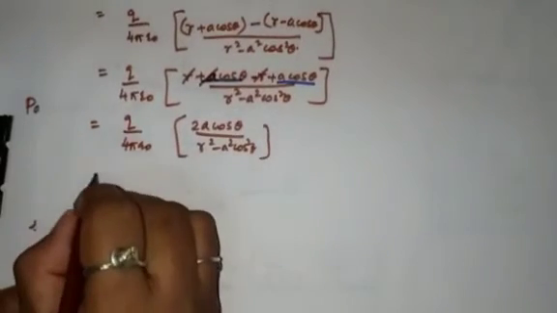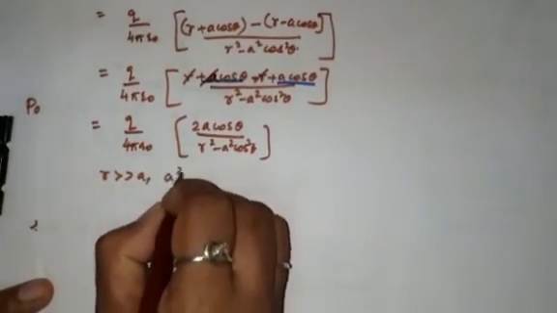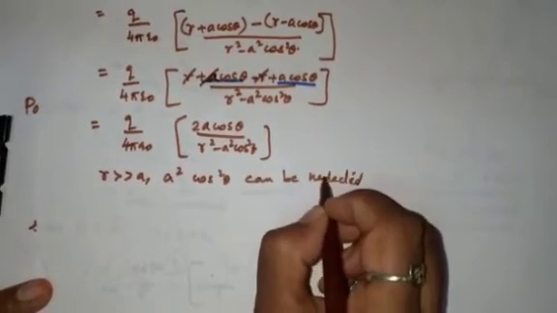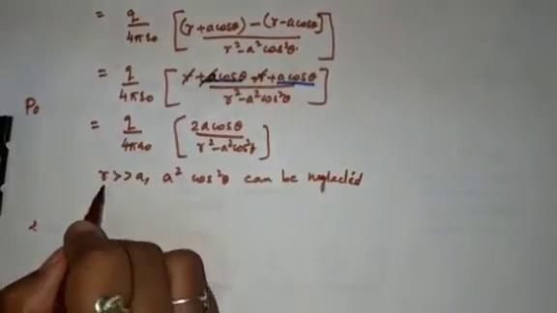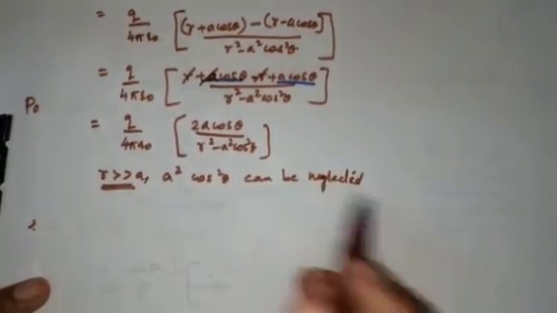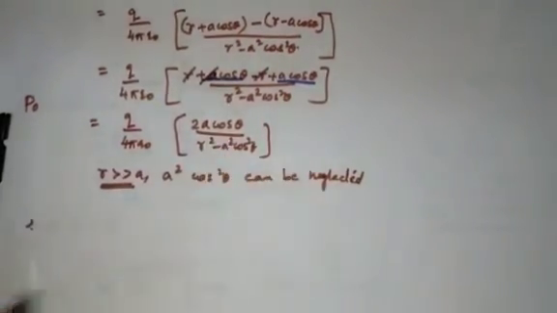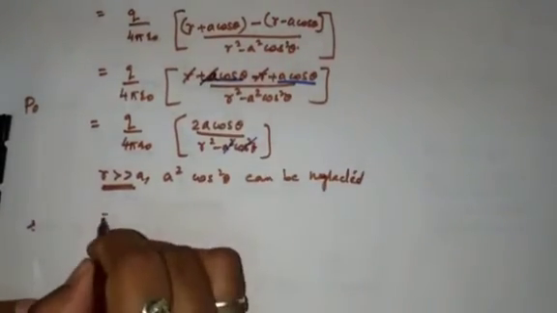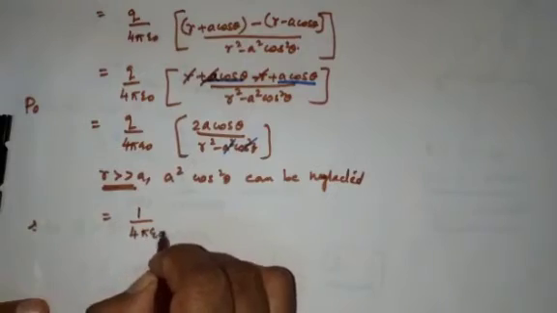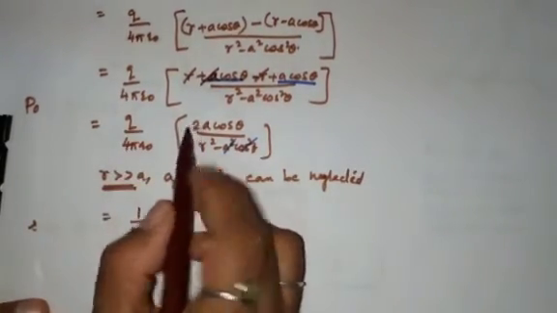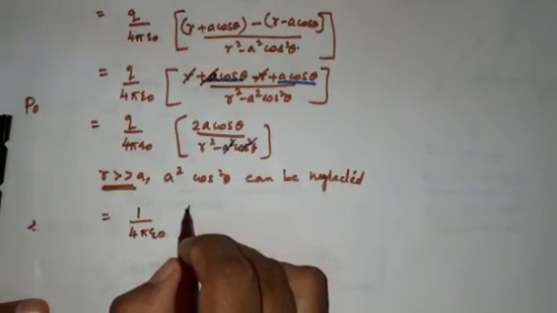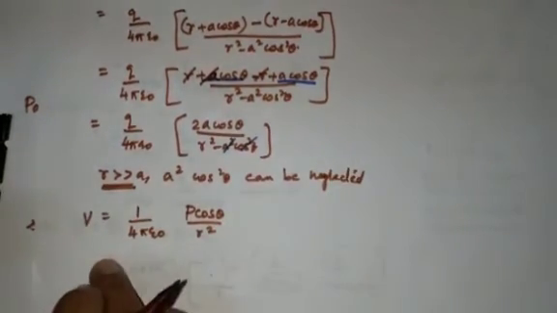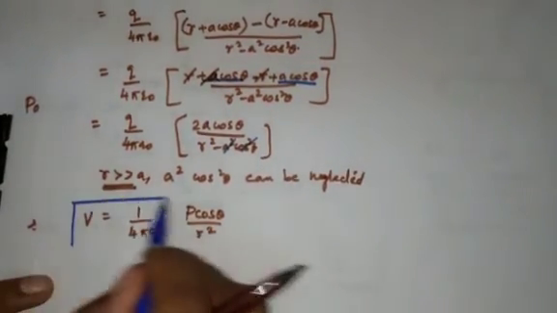Now, in the same way, we are following that r is much greater than a, so a square cos square theta can be neglected. For all the derivations, we are using that when r is much greater than a, it can be cancelled. We are just neglecting that. So when you neglect this, it will go off, right? So the remaining would be 1 by 4 pi epsilon naught, this q into 2a, which can be written as p, into cos theta by r square. This is nothing but the electrostatic potential due to an electric dipole.